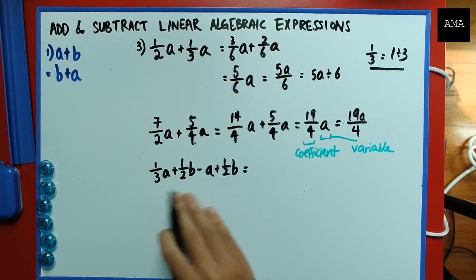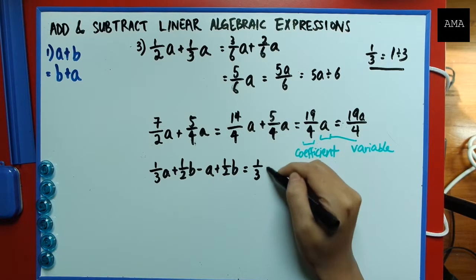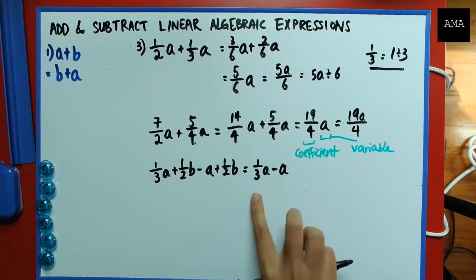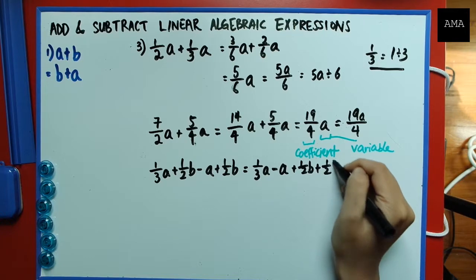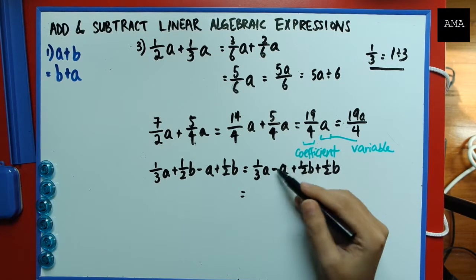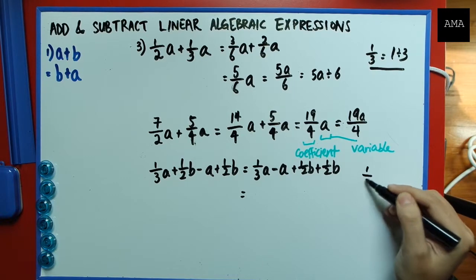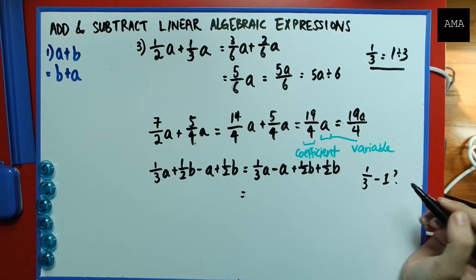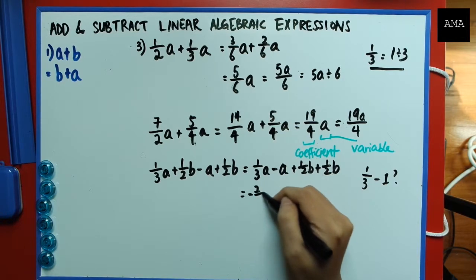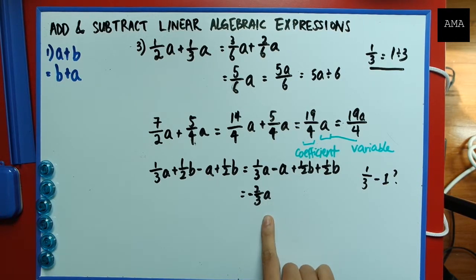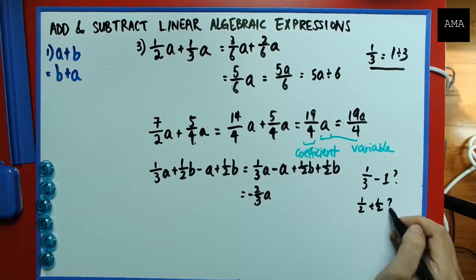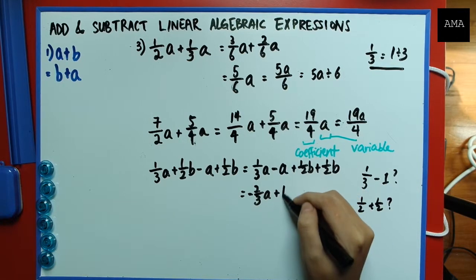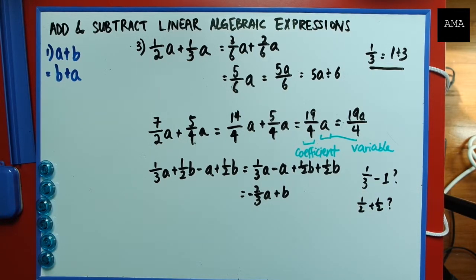Now again, I would shift all the like terms to one side. 1/3 a minus a, plus half b plus half b. So what is this? This is 1, right? 1/3 minus 1. If you are familiar with this already, you should know that it is minus 2/3 a. Half b plus half b. Half plus half is 1. So plus 1b, which is plus b. So pretty straightforward, right? Actually, once you get the hang of it, it's actually very easy.